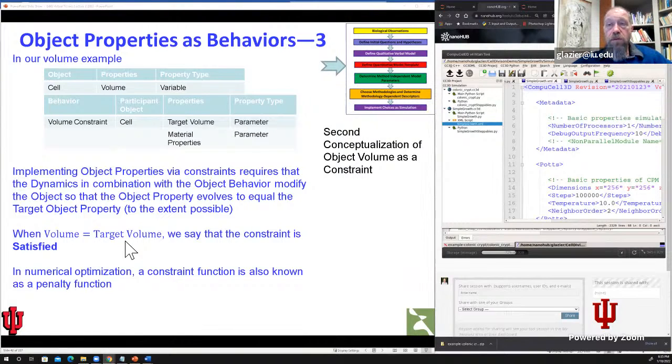When we're talking about constraints, if it happens that the target and the current actual equal each other, the target volume is equal to the actual volume, then we say that the constraint is satisfied. If we're used to numerical optimization, constraints are called penalty functions. And if we're a neural network, artificial intelligence, machine learning person, those constraints are called loss functions. So the term constraint has different names depending on the world you live in, but it's a concept that you run into in all of these different fields.